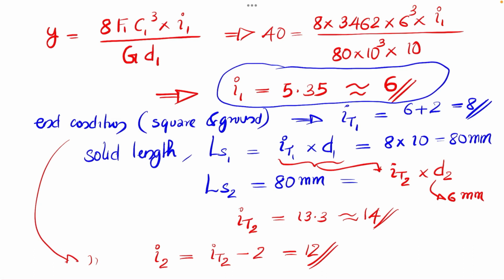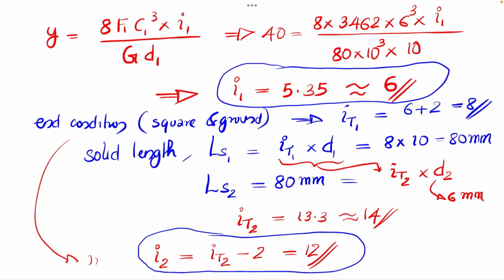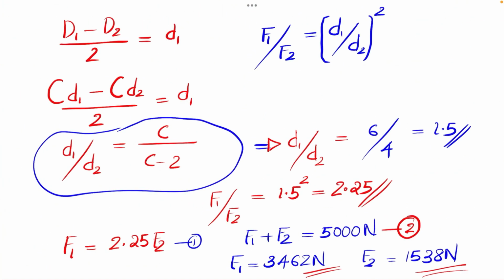So here we have evaluated the active number of coils in the outer coil within the concentric springs, which is 6, and the active number of coils in the inner coil, which is 12. So this is the solution for the third part.